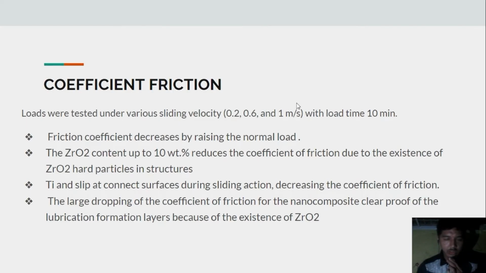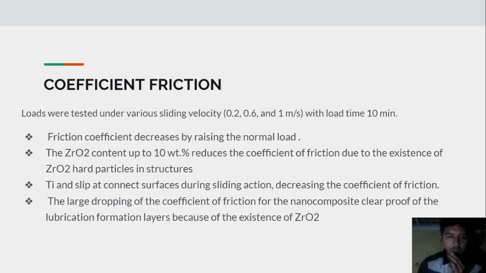Thank you. My name is Mohamad. I'm talking about the coefficient of friction. The test was done under various sliding velocities of 0.2, 0.6, and 1 meter per second with a load time of 10 minutes. The friction coefficient decreased by raising the normal load. Composites containing 10 to 20% reduce the coefficient of friction due to the hard ZrO2 particle interaction.